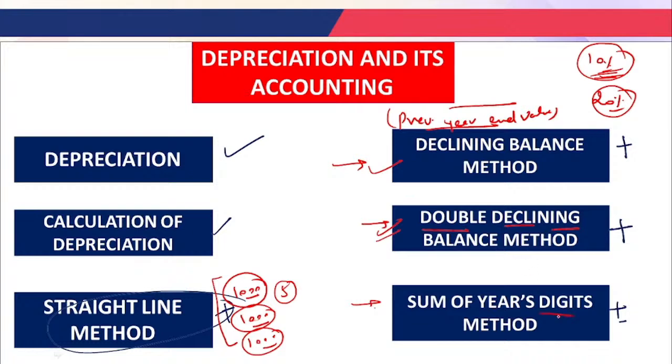In the sum of years digit method, as its name implies, suppose an asset has a useful life of 5 years, so you sum up all the years. That is all about the sum of years digit method. This is the way we solve it. So that is all about depreciation, and you get many questions in the examination from depreciation.